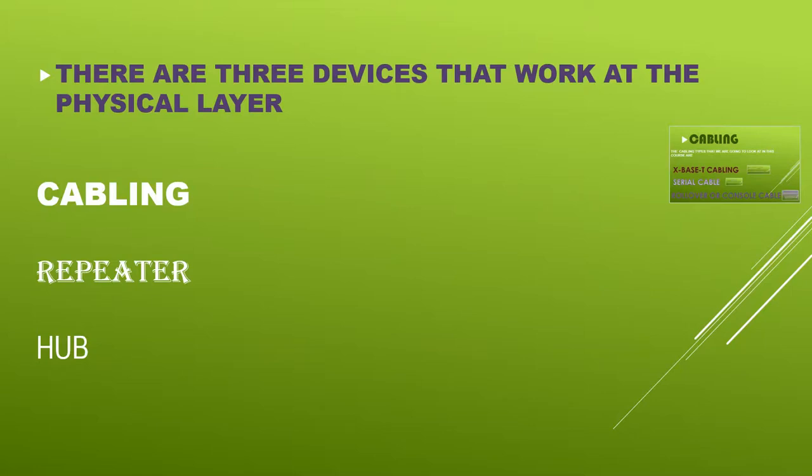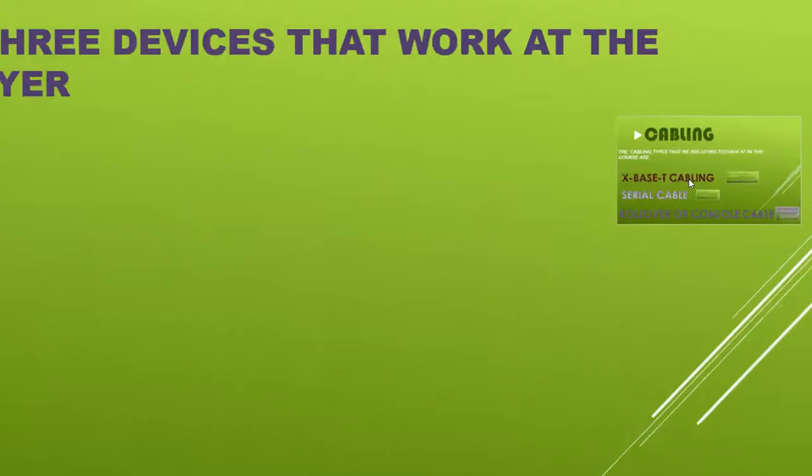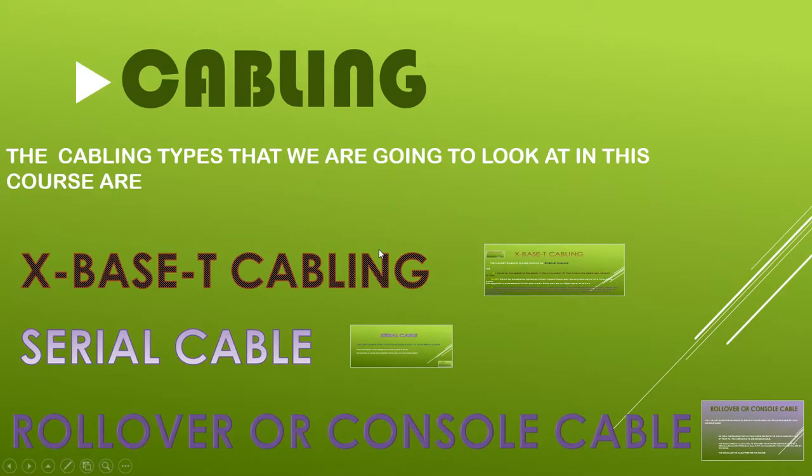So, what cables work at the physical layer? We have our first cable, which is our XBASET cable, and this XBASET cable works at the physical layer. And we have a serial cable and a rollover cable. In the CCNA course there are a lot of cables, but we are going to take only 3 cables: the XBASET cabling, the serial cable, and the rollover cable or console cable.